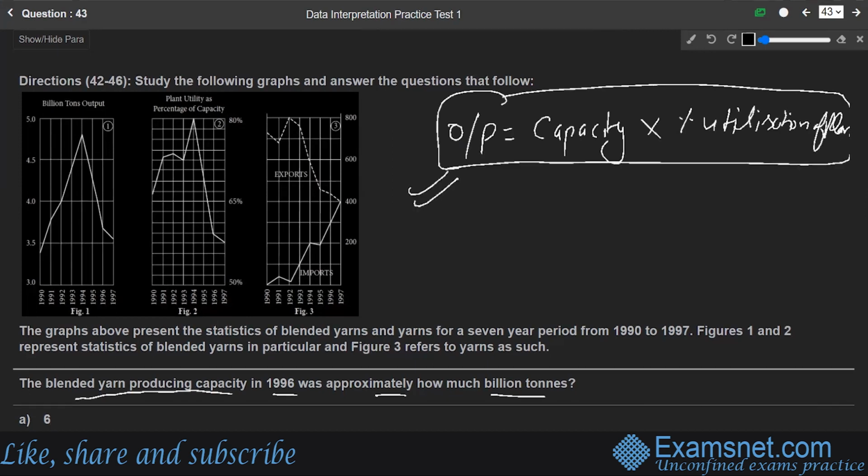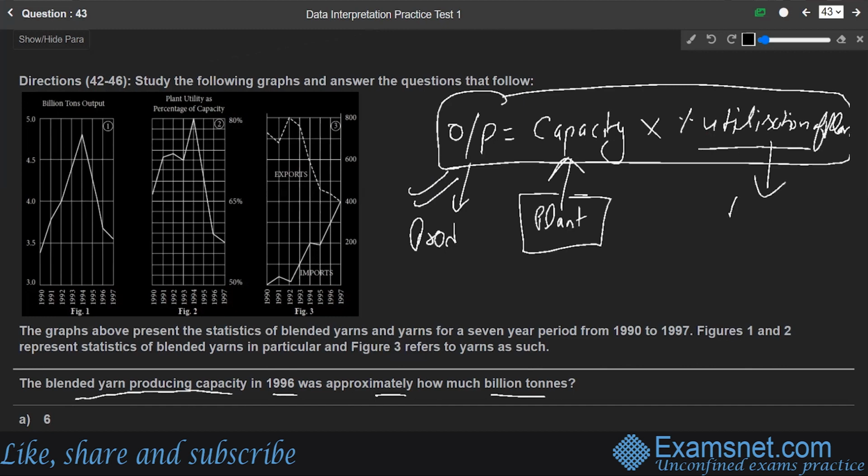Output of the production, output is nothing but the production itself. The production is always the capacity of the plant, not the plant utilization capacity, but rather the capacity of the plant multiplied by percentage utilization of the plant, which is given in figure number 2. So this can be found from figure number 2. This can be obtained from figure number 1, and the value of capacity can obviously be calculated.